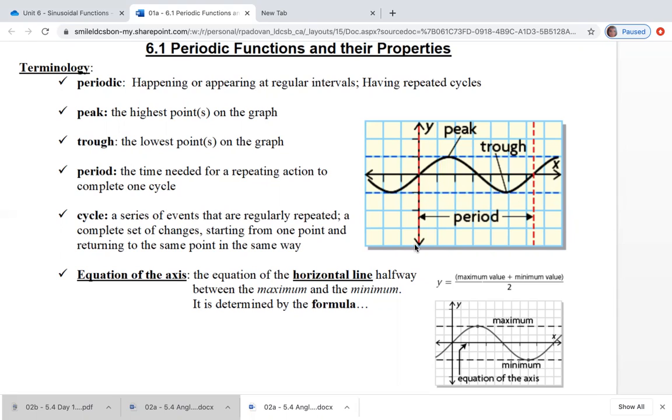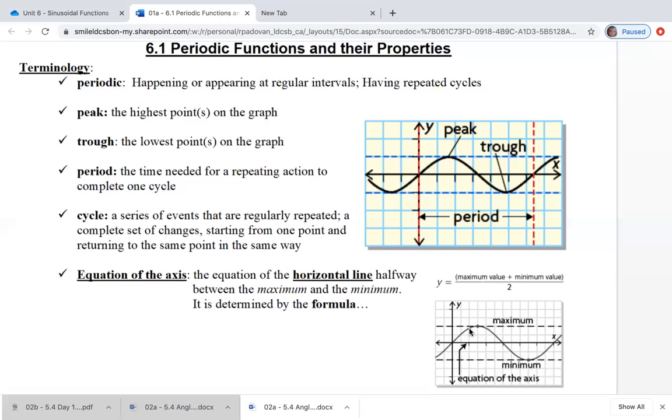So what is the equation of the axis? It's the equation of the horizontal line that's actually halfway between the maximum and minimum, okay? So if we look at this, this is the maximum point, the peak point, and this is the minimum point, the trough value here. So halfway in between would be this black line that we've drawn. So that black line is called the equation of the axis, and it is the horizontal line.